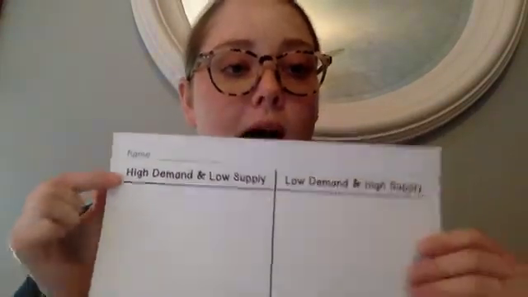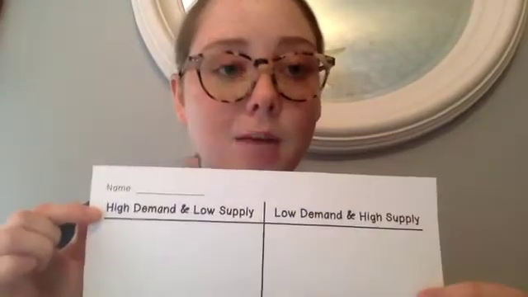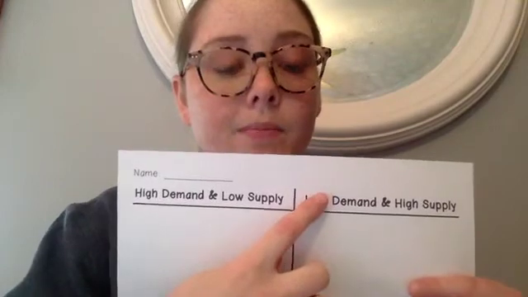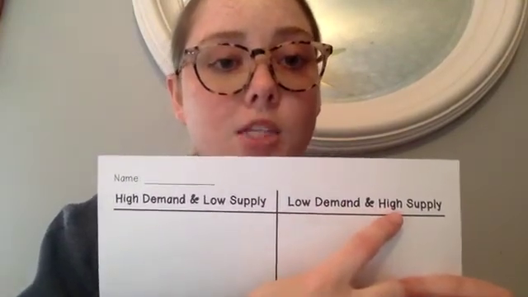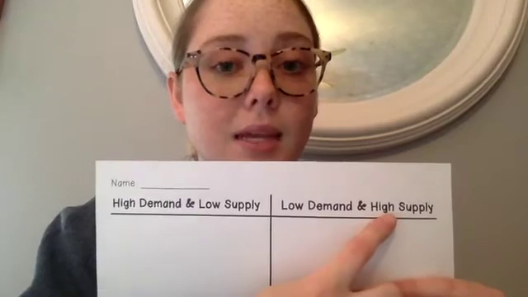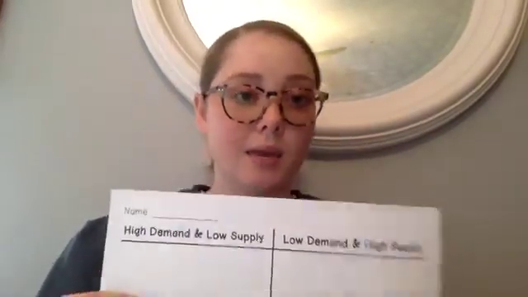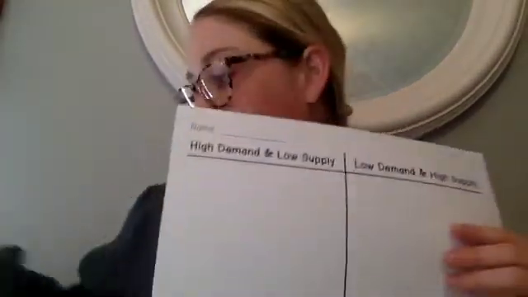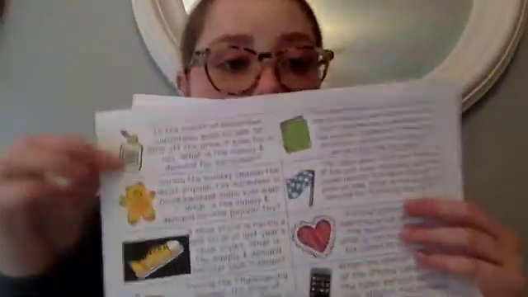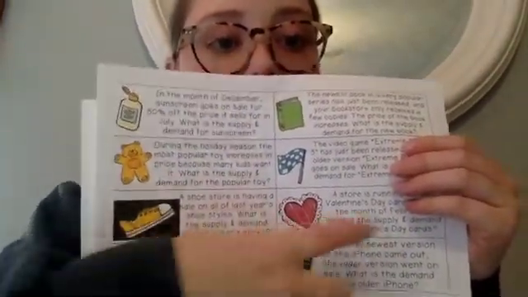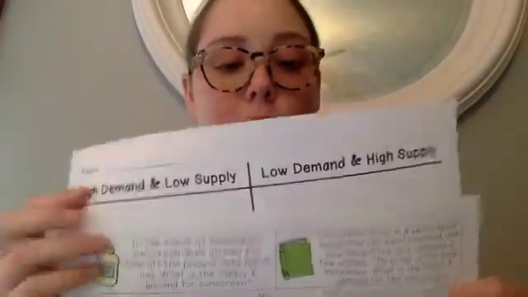So let's remember, high demand is when a lot of people want it. Low demand is when not a lot of people want it. High supply is when there's a lot of a supply of something, like a lot of things are being made. And low supply is when there's not a lot of things made. With this worksheet, it's going to come with another sheet that looks like this. You can cut these out, and then you can glue them on what side you think it's going to go on.